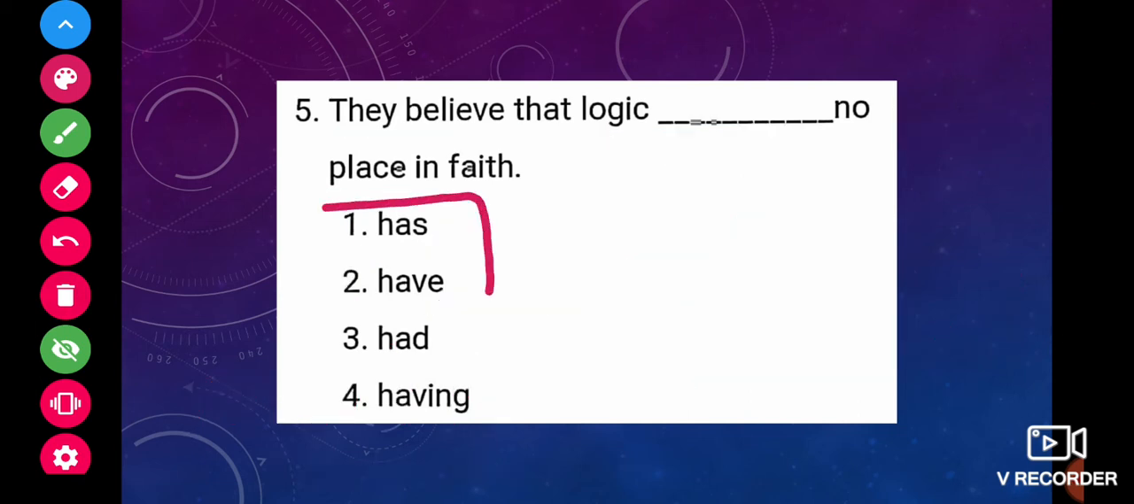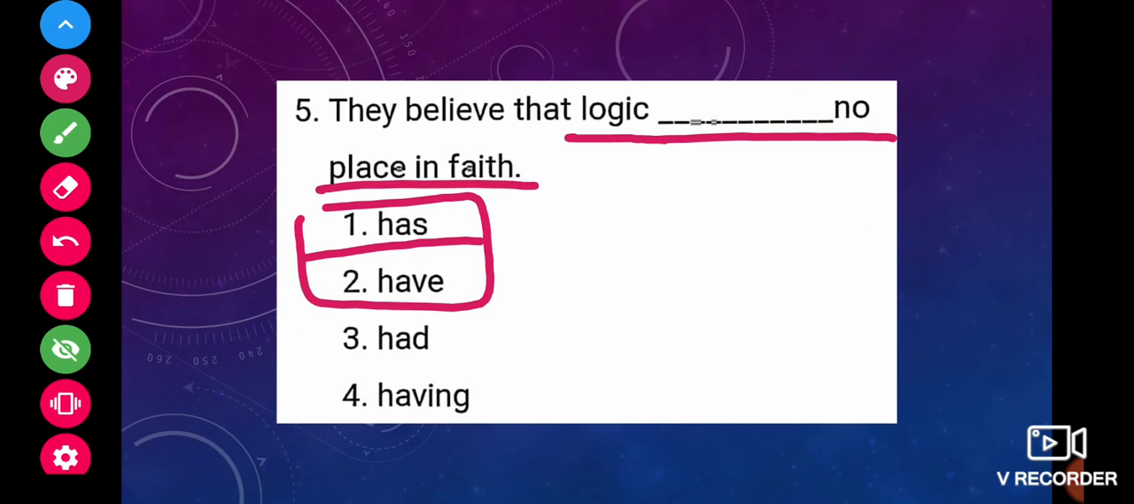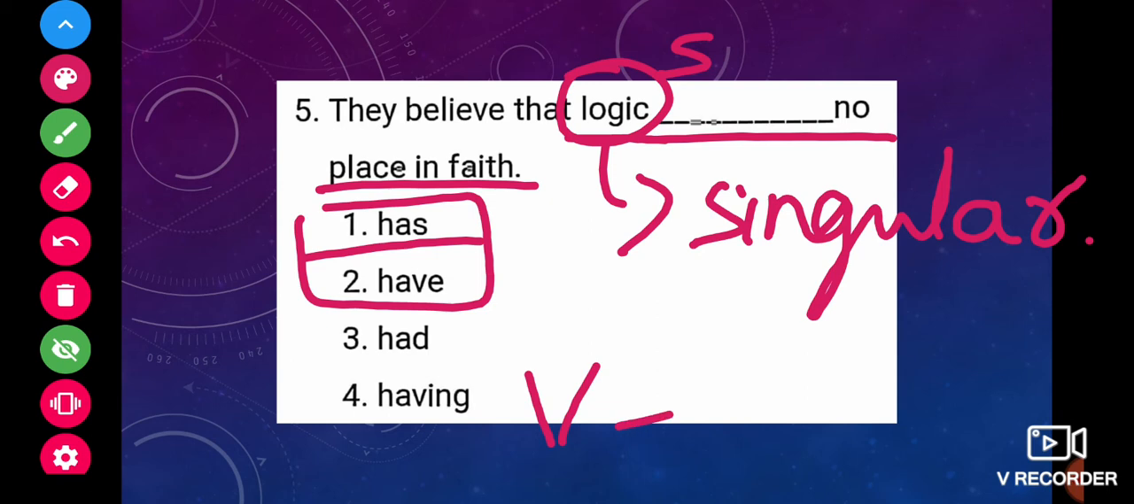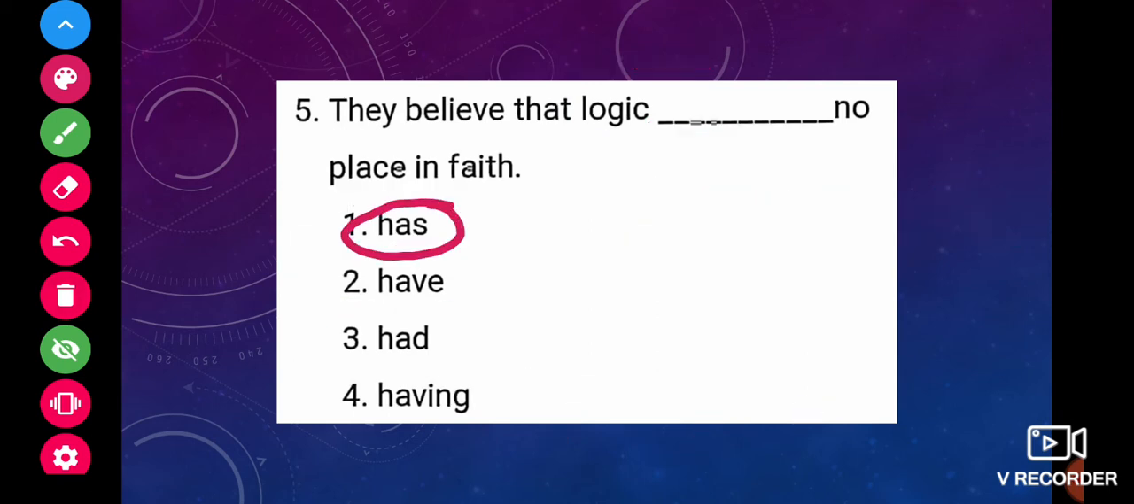So now we have two options, has and have. But when you look at the question, "Logic dash no place in faith," here logic is the subject and logic is singular. Because the subject is singular, the verb should also be singular. So here has is the singular verb, so has is the answer. Let us move ahead.